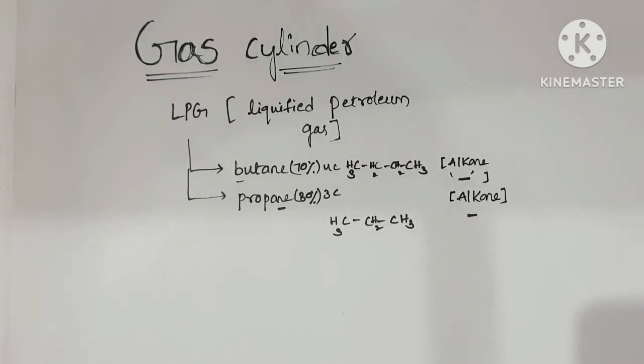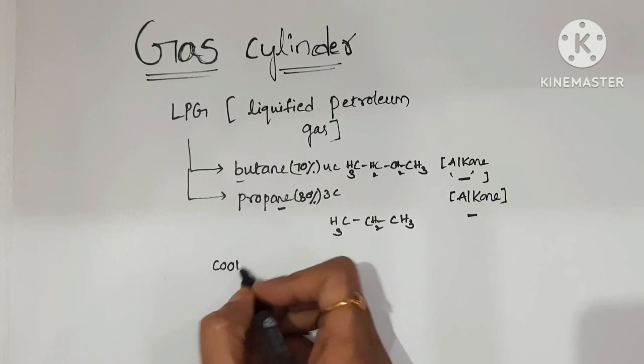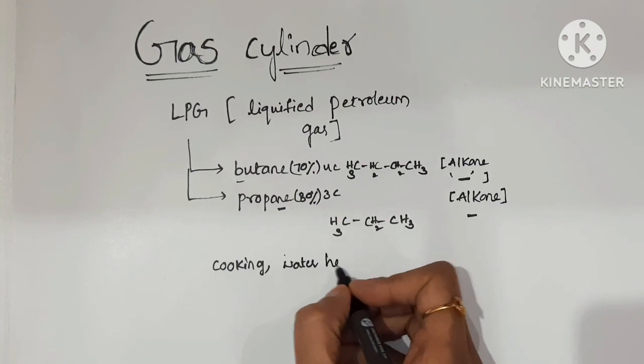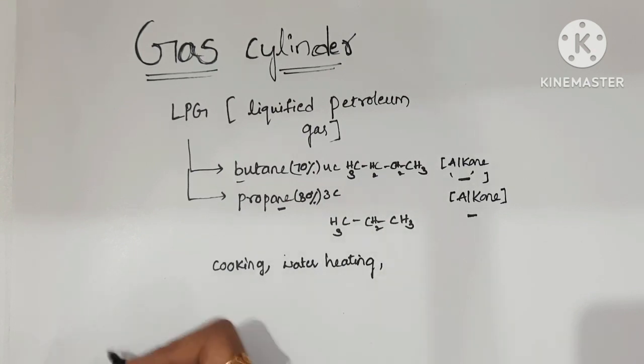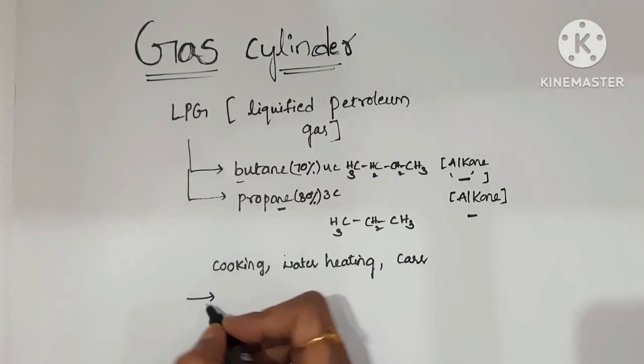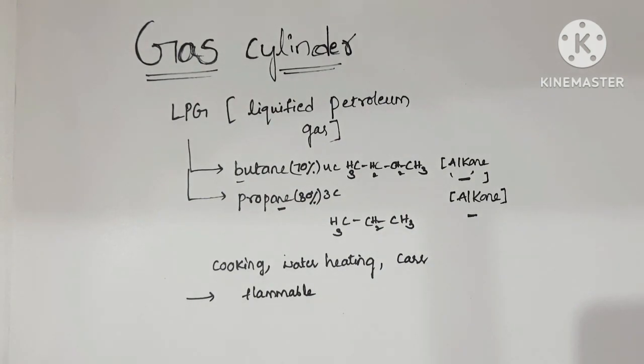LPG is used in homes for cooking and water heating. It is also used in cars, and has so many other uses. LPG is highly flammable. Flammable means it catches fire very easily.